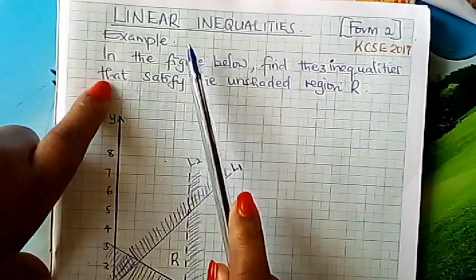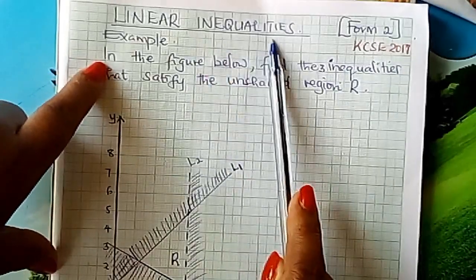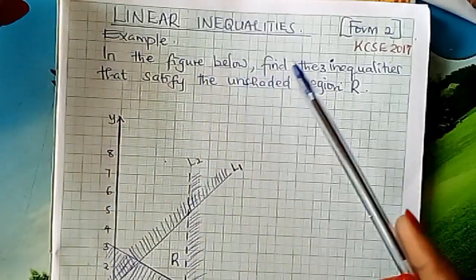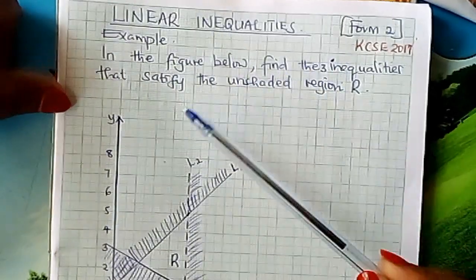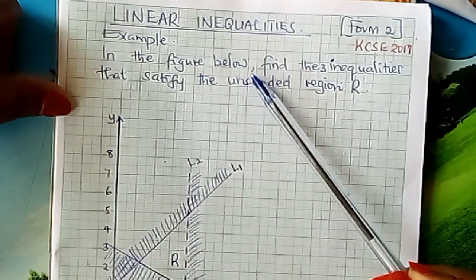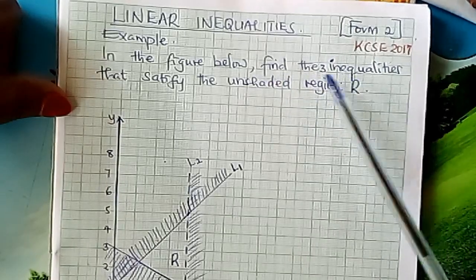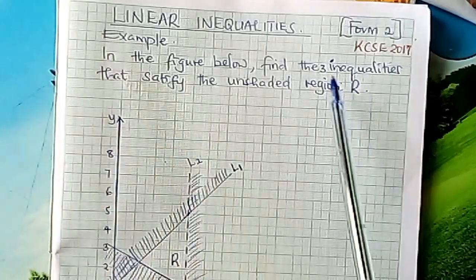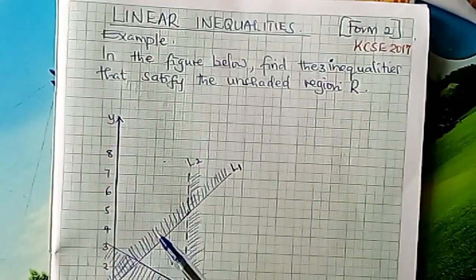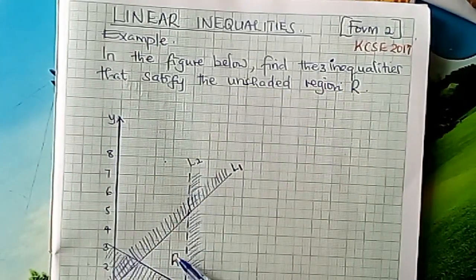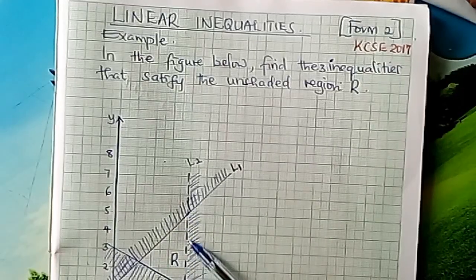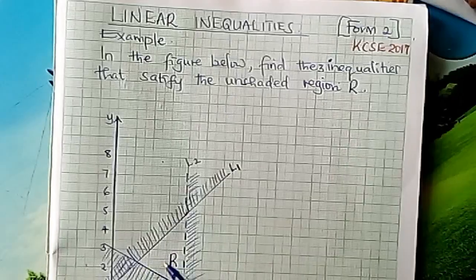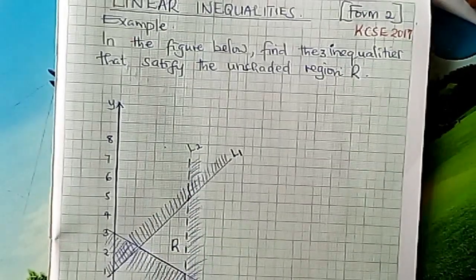Today I would like us to look at what we call linear inequalities. Linear inequalities, and we have an example here. We can go through it. In the figure below, find the three inequalities that satisfy the unshaded region R. The three inequalities that satisfy this unshaded region here, learner. This unshaded region, which is in form of a triangle. So learner, where do you start?